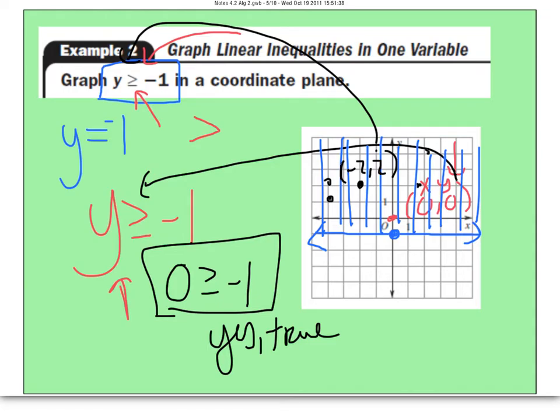Now, if we had checked this side right here, if we put in that ordered pair 0, 0, and it came back false, then it would mean that's the wrong side, and by default I would just shade the lower end. I wouldn't have to test it again.